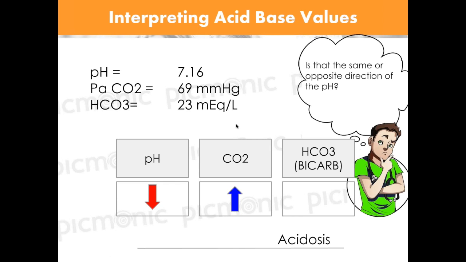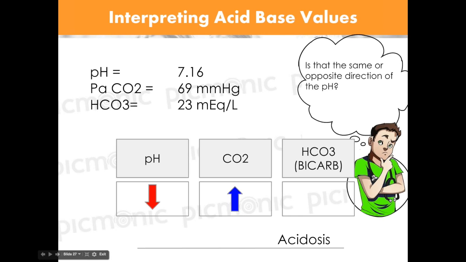Now, let's just stop right there. As soon as you see a pH that's low and a CO2 that's high, are those opposite directions or are those the same direction? They're opposites. And as soon as you think opposite direction, pH and CO2, you should be thinking that this is a respiratory problem. So I immediately know that this is an acidic problem, and those are opposites. So almost every single time, and I mean this 97% of the time, respiratory acidosis.